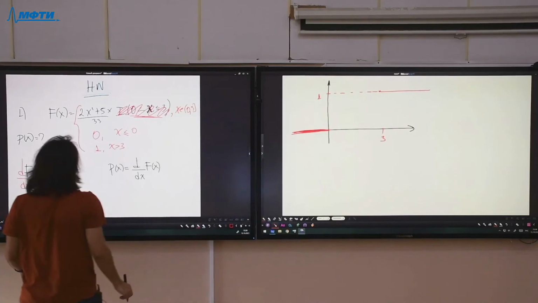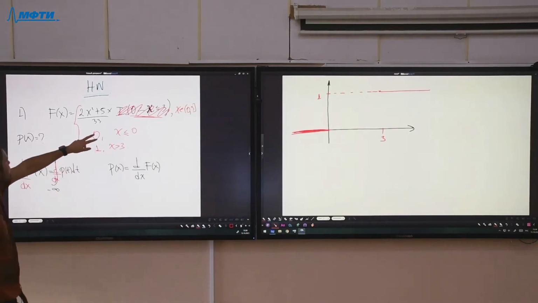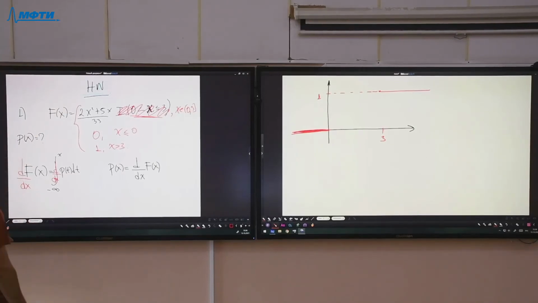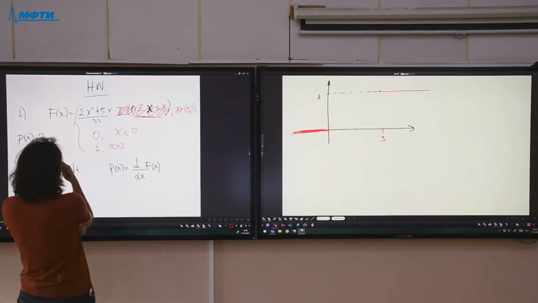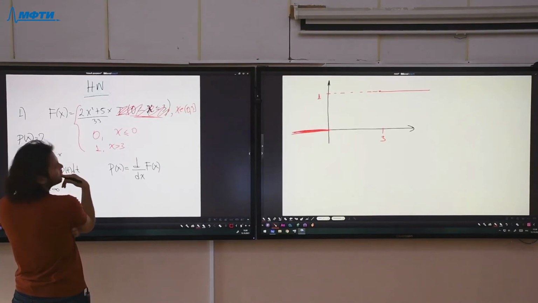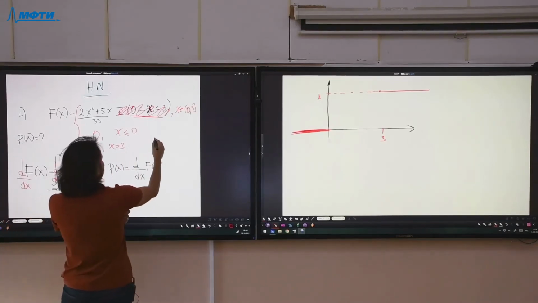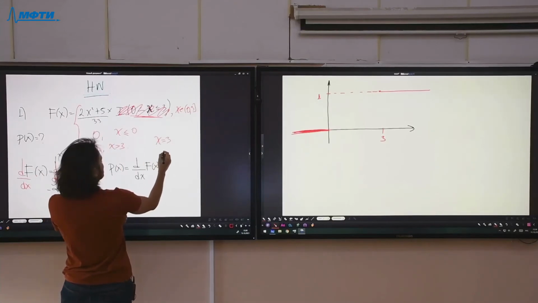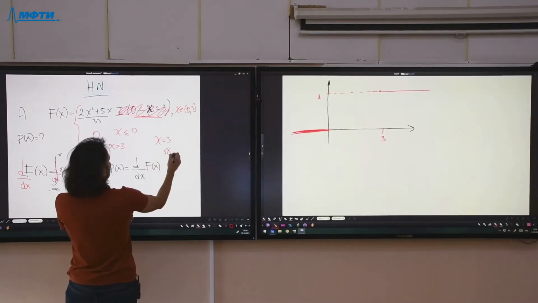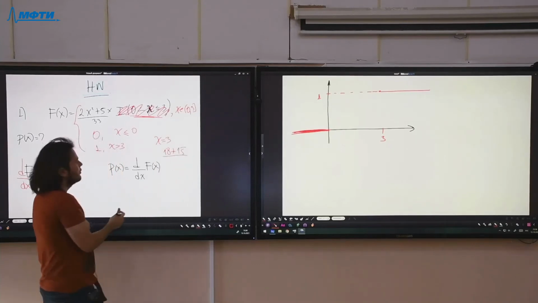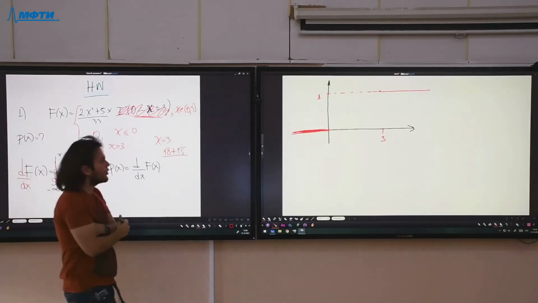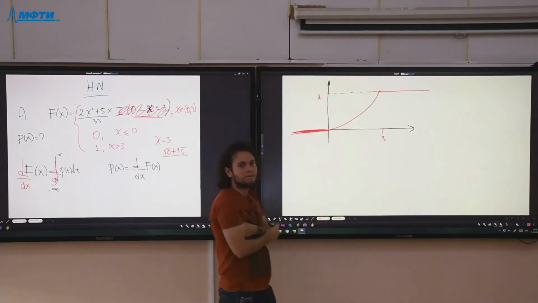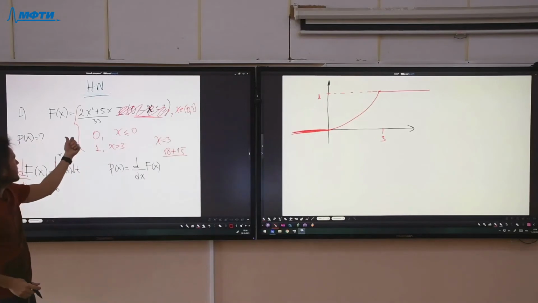And if x is between 0 and 3, then we have this curve here. What if x is 0? Then all this is 0. What if x is 3? Then we have 9, right? And 2, 18 plus 15. So 33, right? So it means that this is something like this. This is the graph of this function.